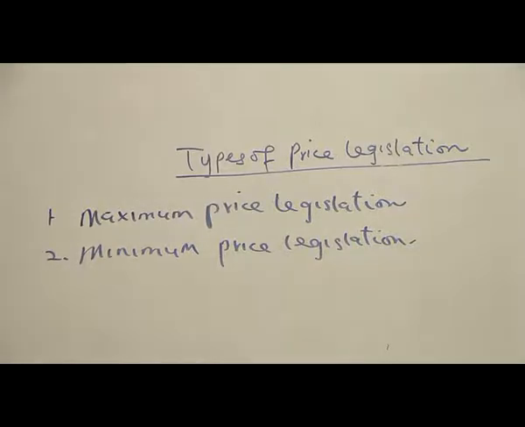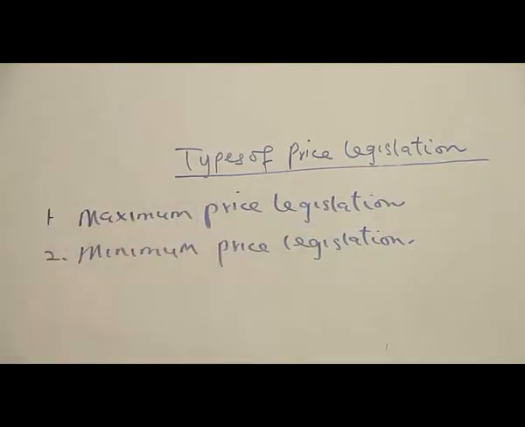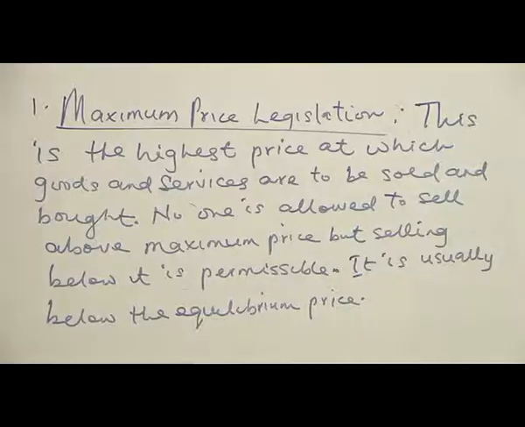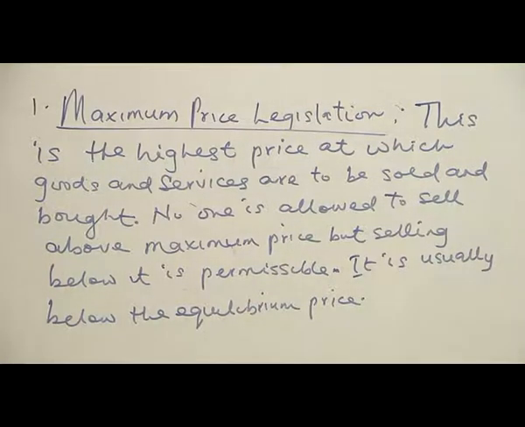Types of price legislation, that is, types of price control. The first one we call maximum price legislation, which we can also call maximum price control. The second one we call minimum price legislation, which we can also call minimum price control. Maximum price legislation. This is the highest price at which goods and services are to be sold and bought. No one is allowed to sell above the maximum price, but selling below it is permissible.